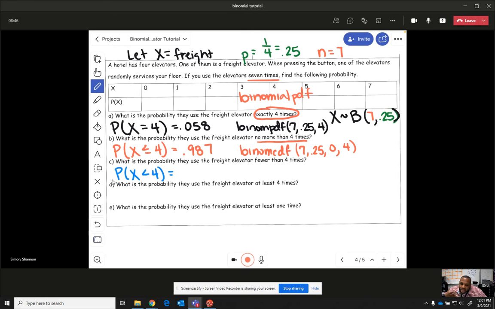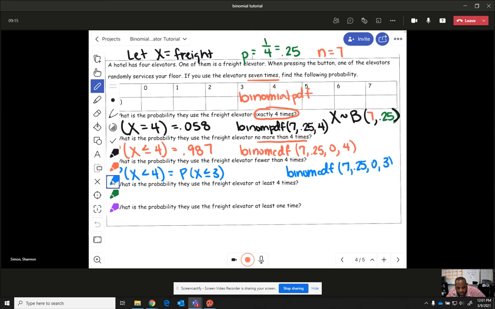We always want to write our notation using less than or equal, or greater than or equal in the other case. So in this case, less than 4 is the same thing as probability x is less than or equal to 3. Because again, remember, less than 4 is anything back this way, so that's 0, 1, 2, or 3. When we set this up, this is another binomCDF where your n is 7, your p is 0.25, your lower bound, you're counting from 0 again, but this time you're going to stop at 3.